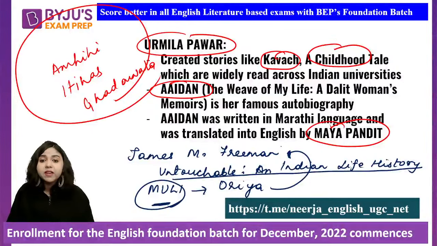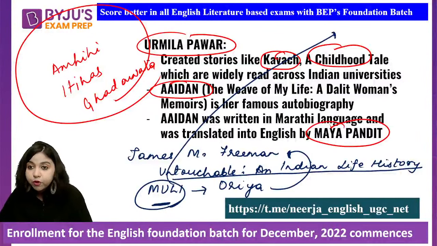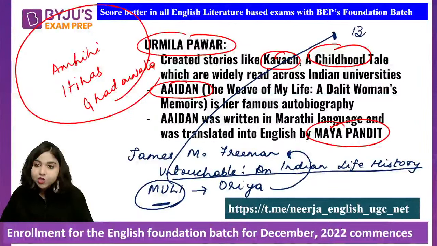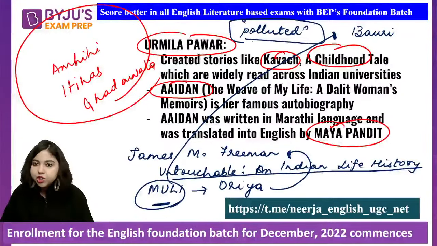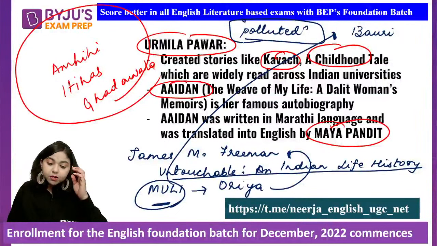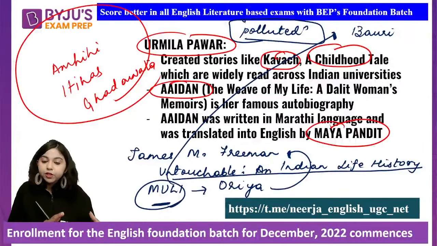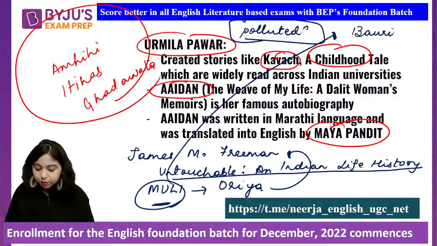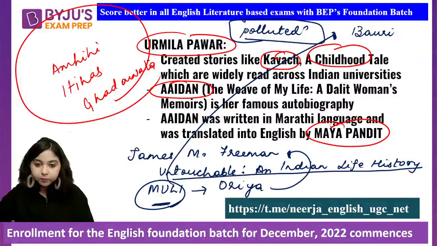James M. Freeman was an American anthropologist. You know, what is so depressing? The depressing part is that Mooli is thrown out of school because he is coming from the so-called polluted caste called the Bauri. So how people are considered to be polluted is something that defeats logic and understanding altogether. He is coming from a supposedly polluted community, and that is the reason he is not permitted to come inside, and he is thrown out of school altogether.